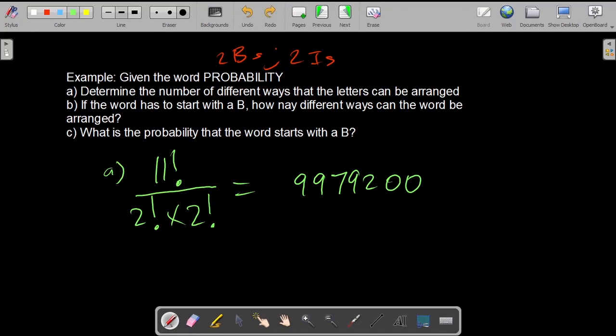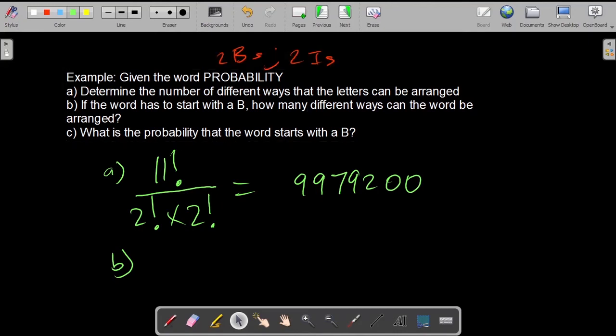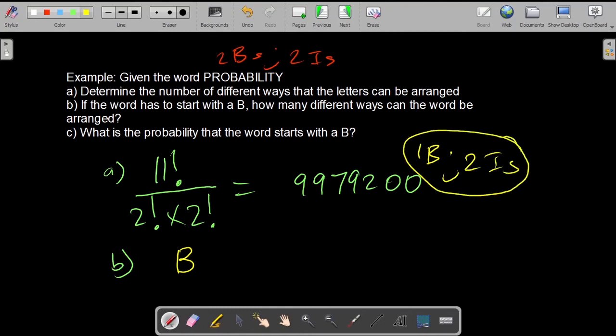Moving on to the next question, which is B. It says, if the word has to start with a B, how many different ways can the word be arranged? So now we're being told some extra information, which will actually restrict the number of options that we have. Now, if we take the B, then we have one less B, and we now have only one B, but still we do have 2 I's. So this is something that we have to notice.